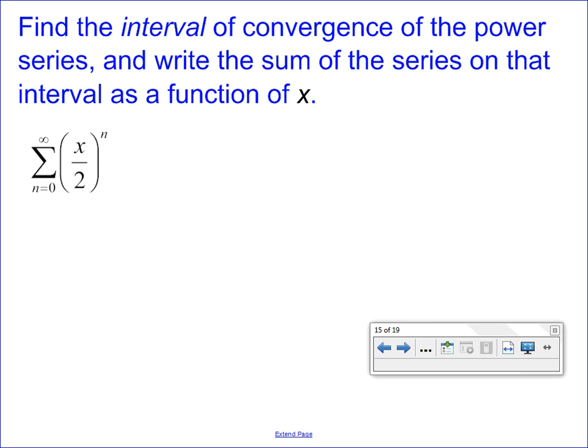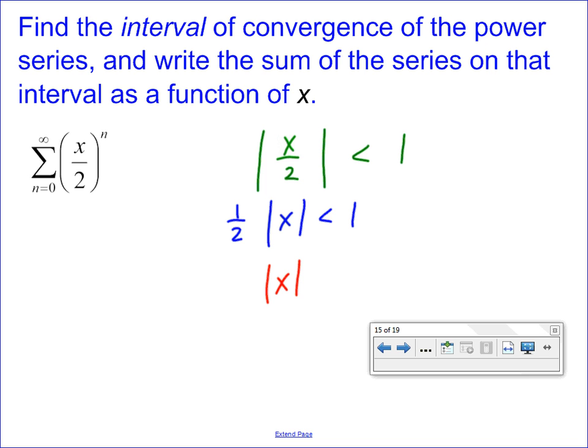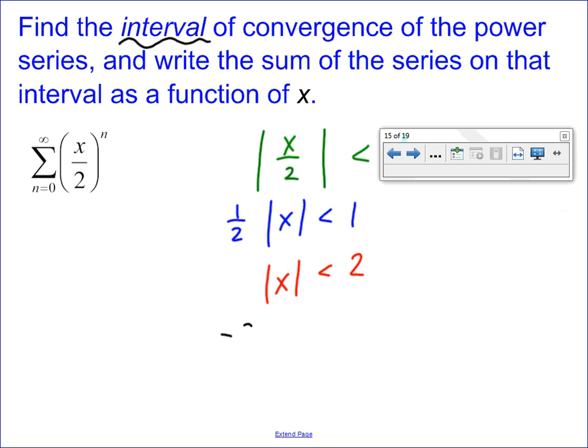And so all we'll do for this is take that and make it less than 1. So x over 2 needs to be less than 1. So x needs to be less than 2. So in this case, my radius of convergence would be 2, but my interval of convergence would be what? It would be negative 2 is less than x is less than 2. So there's my interval of convergence.